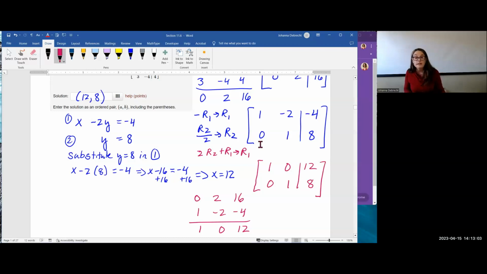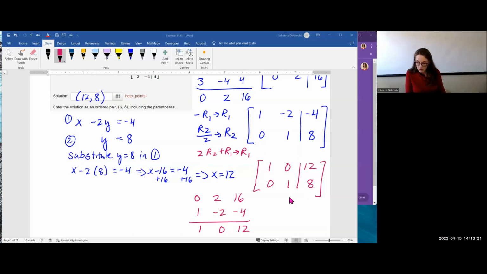And notice that we got the same solution. I can read this one directly. It becomes x equals 12, y equals 8, and that would be an ordered pair. It's an ordered triple if you have 3 variables, and ordered quadruple if you have 4.